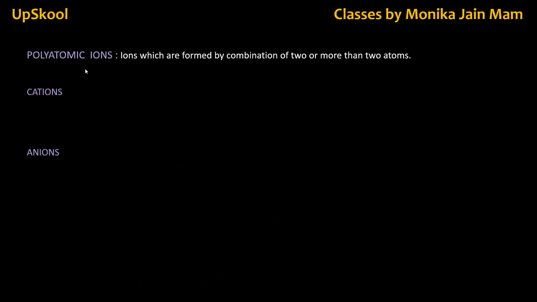Polyatomic ions. Poly means more than one atom, a combination of two or more atoms. If we talk about cations, I have the ammonium ion. Ammonium is an ion composed of two non-metals, but still it is a cation. Then if I talk about H3O plus, same, hydronium ion. Here also the word ion is there.